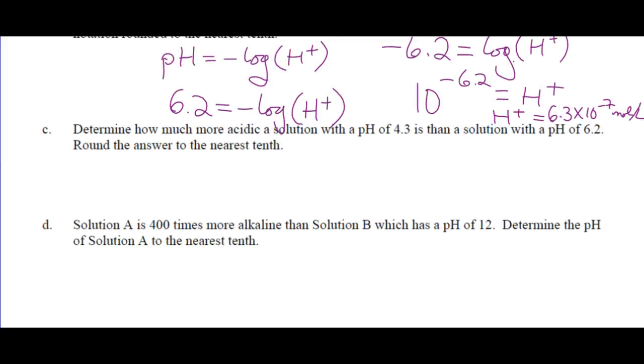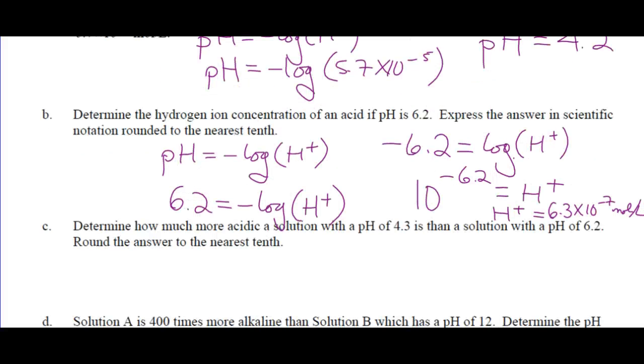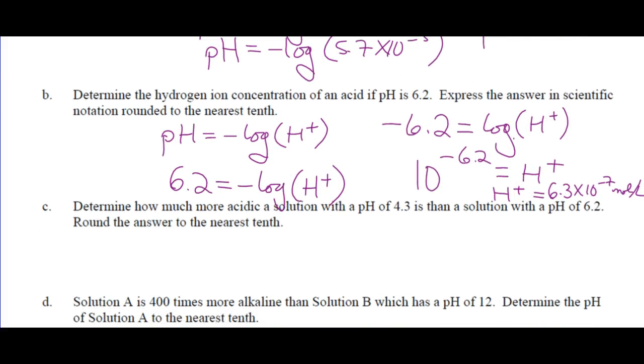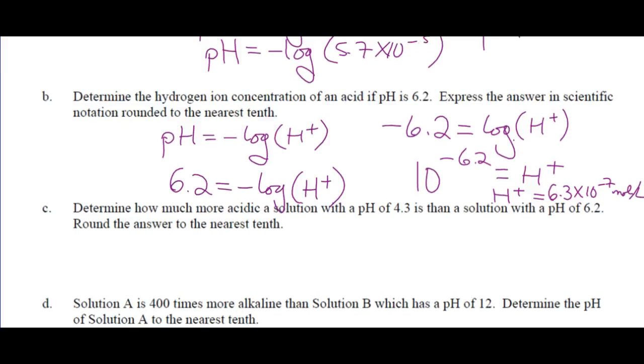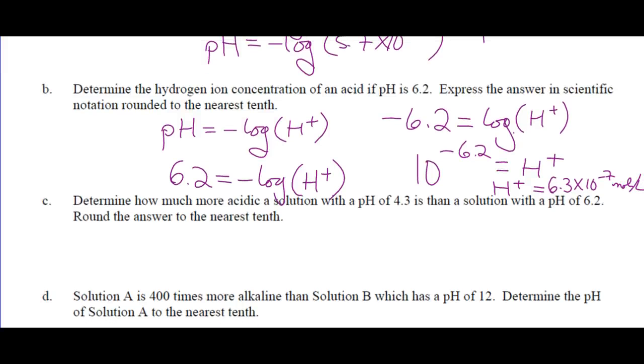Determine how many times more acidic a solution with a pH of 4.3 is than one with a pH of 6.2. You wrote 6.3. I got 6.3 here. What should it be? 10 to the negative 6.2? No, I got 6.3. Okay, try again. That's right. More people are saying this is right, and it agrees with it. I mean, this key is not always right.